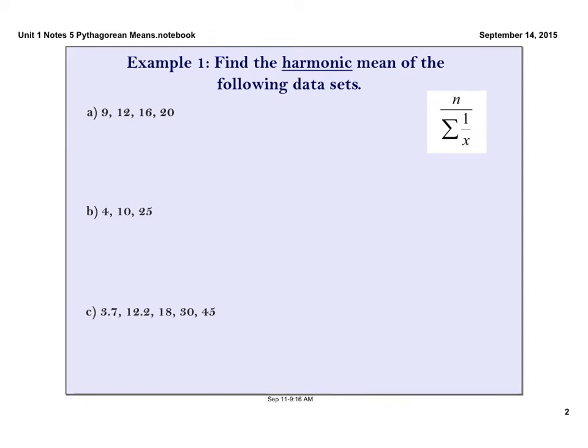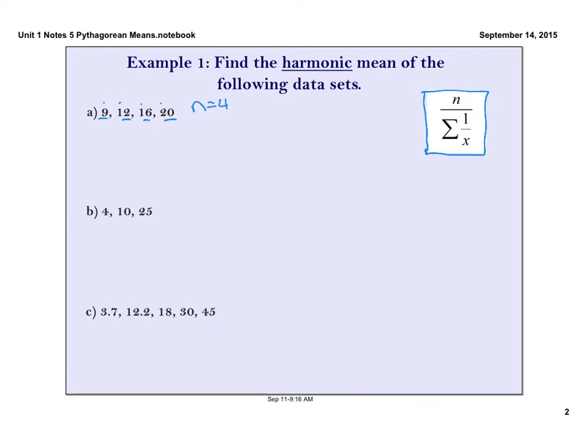So here's your formula right here. And by the way, you do not have to have these formulas memorized. These formulas will be given to you on the test. So you don't have to have them memorized. You just have to be able to apply them. So the first thing I need to figure out is what is my n? And it looks like my n is equal to 4. Now each one of these is your x. Each one of those is a data value.